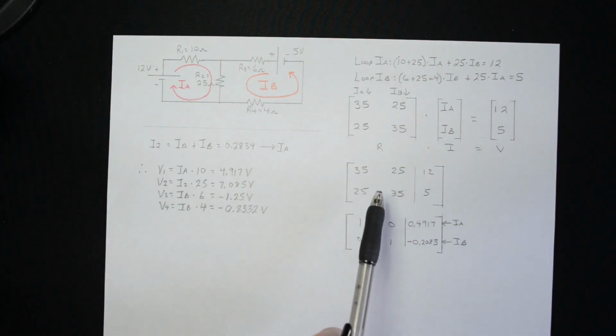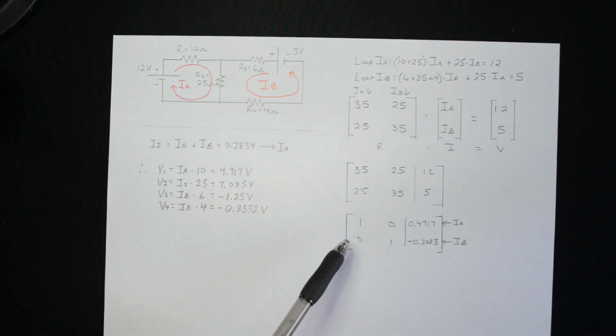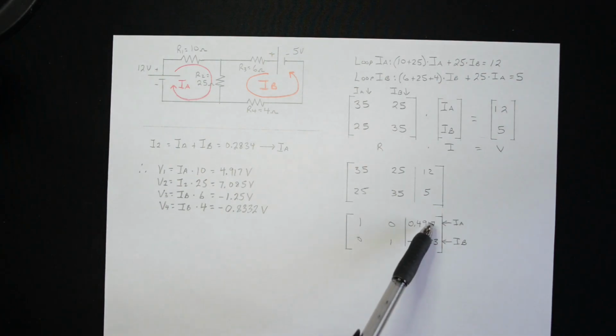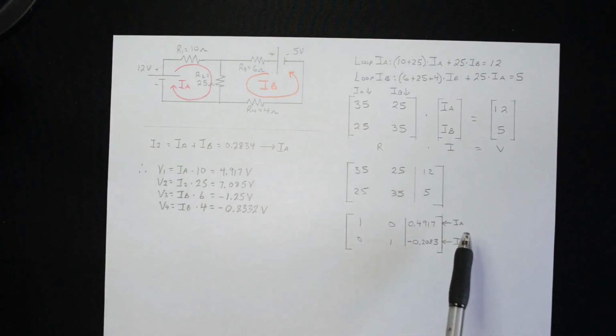Remember that. You augment this matrix. You put it in augmented form. And then you do your reduced row echelon form. And you come out with your identity matrix on the left. And on the right side of this augmented matrix, you get IA and IB currents.